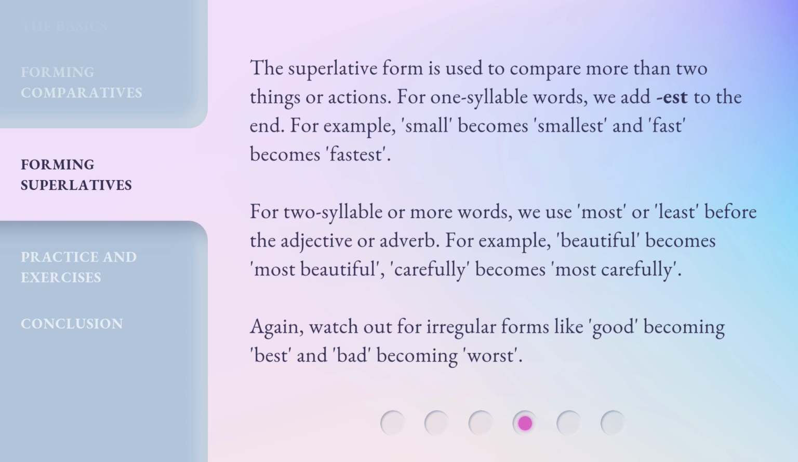For two-syllable or more words, we use most or least before the adjective or adverb. For example, beautiful becomes most beautiful, carefully becomes most carefully. Again, watch out for irregular forms like good becoming best and bad becoming worst.